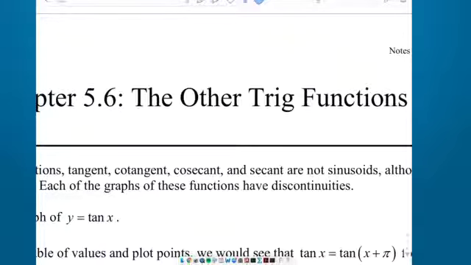Good. Welcome back from spring break. That is the what property of addition? Commutative. Good. The commutative property of addition.